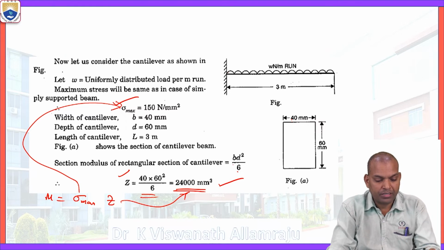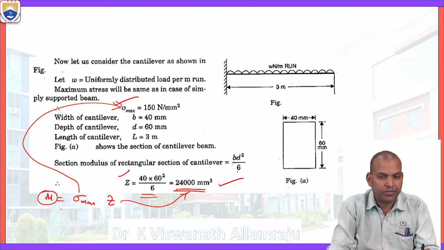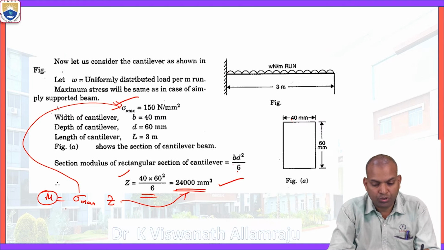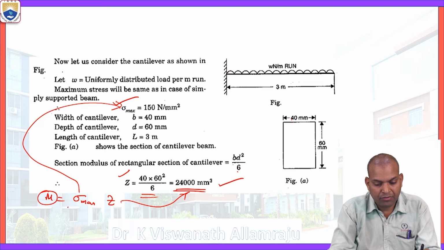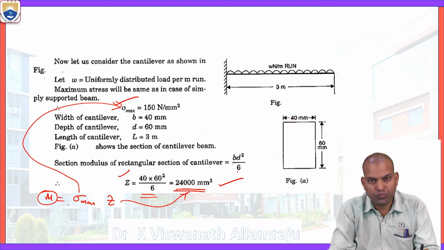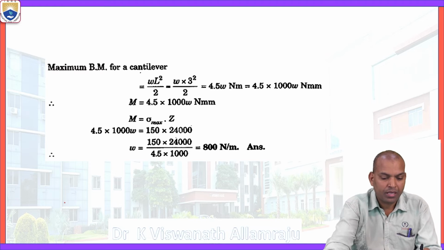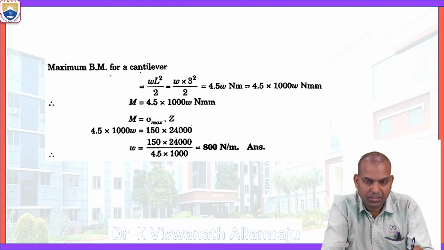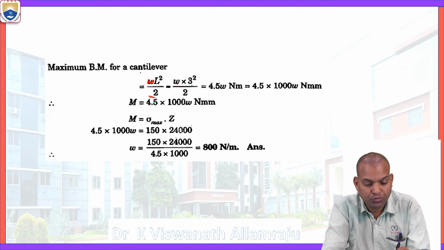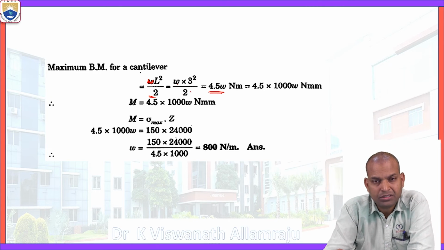Newton per square millimeter. Our objective is the uniformly distributed load for a cantilever beam subjected to uniformly distributed load. What is the bending resistance? The maximum bending moment for such cases is WL square by 2, where small w is the UDL and L is the span of the beam, 3 square by 2. That is 4.5 W Newton meter.